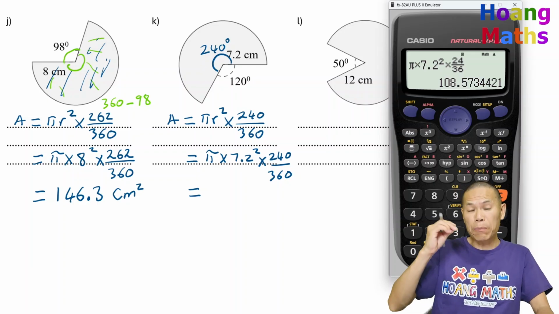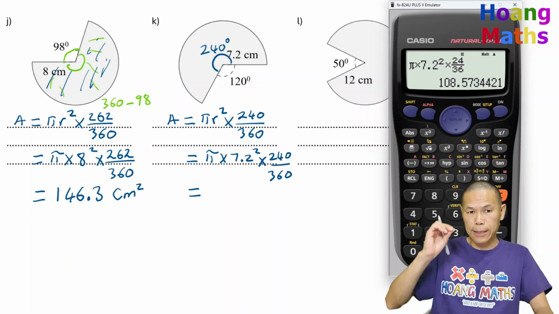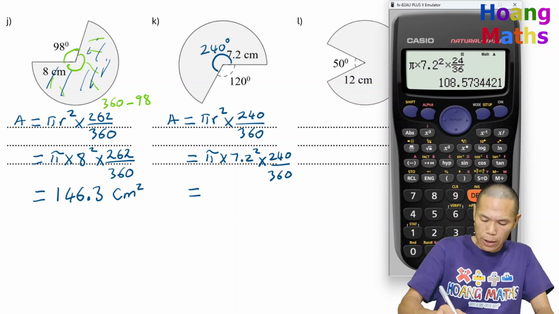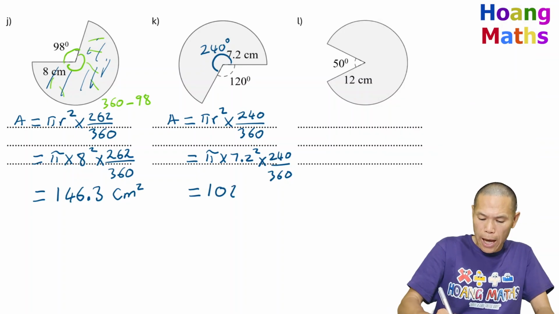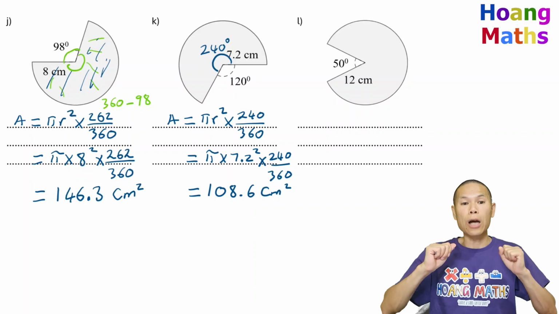108.5, but after 5 is 7, so it becomes 108.6, correct to 1 decimal place. So 108.6 square centimeters. So there you go.